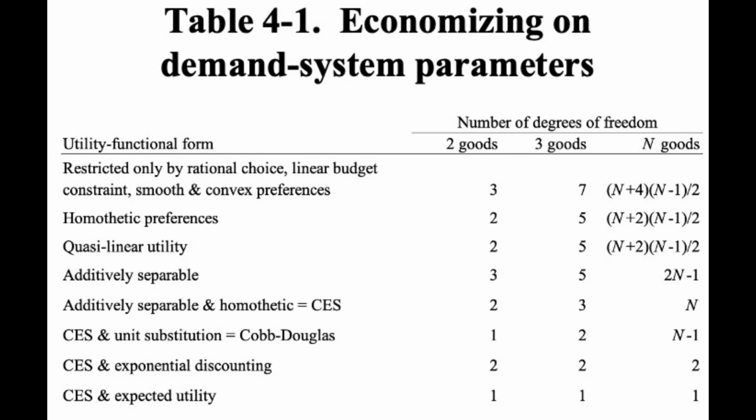A key feature of quasi-linear utility is that the Hicksian and Marshallian demand functions coincide for any good that is not the numeraire. Similar to homothetic preferences, the quasi-linear assumption also reduces the degrees of freedom by n − 1. Both homothetic preferences and quasi-linear utility are powerful tools in simplifying demand systems.